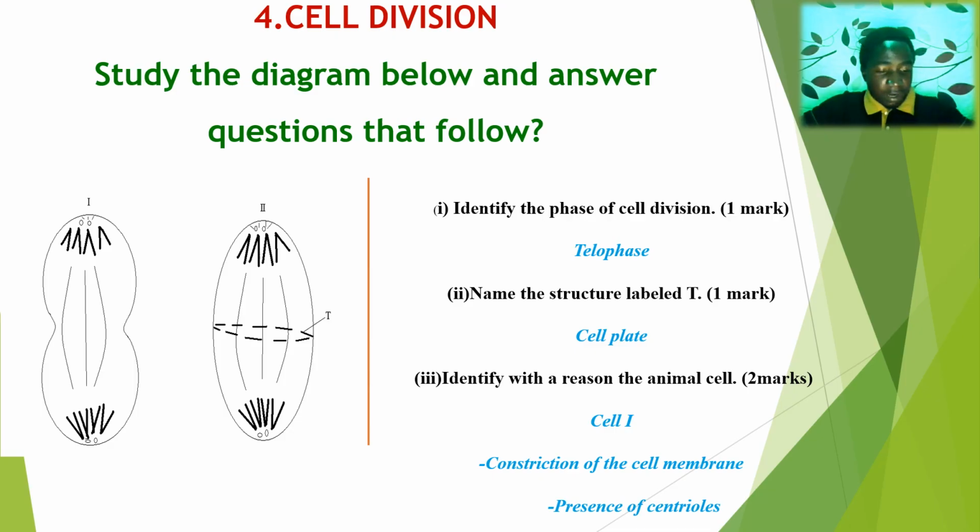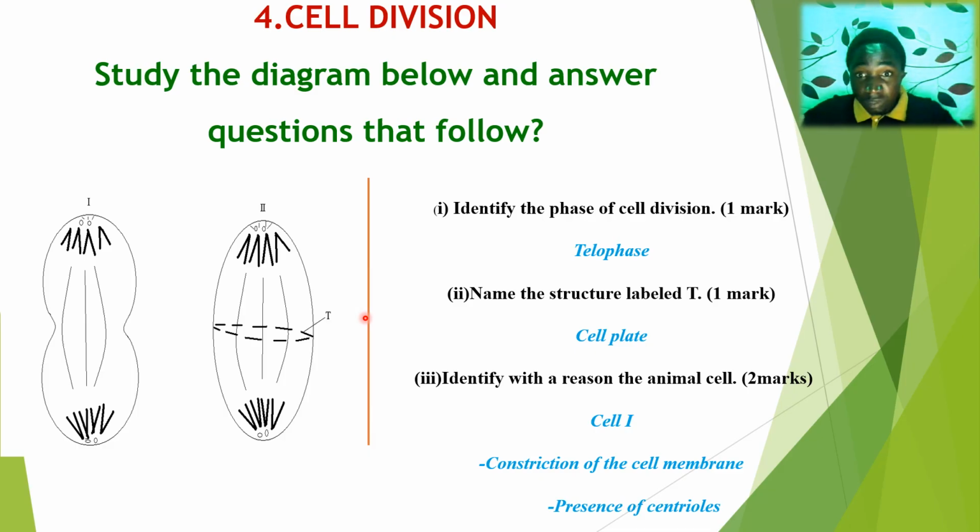Let's move to our next question, which is a question coming from cell division. The question is: study the diagram below and answer questions that follow. This is the diagram. We can see this is probably a cell undergoing a type of division. We also have another cell here also undergoing a type of division. And we have something at the center of this cell too, and that thing is labeled as T.